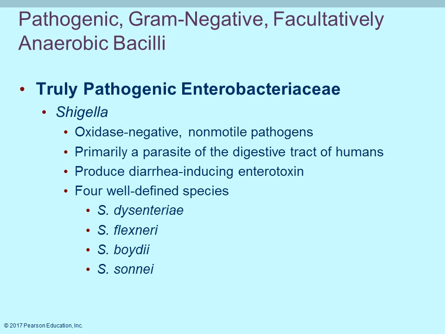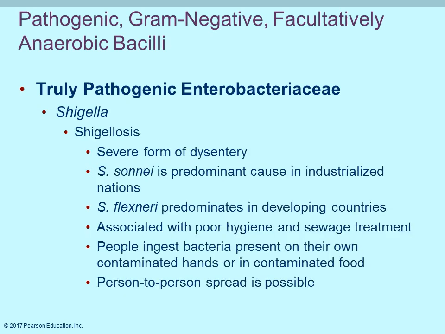Shigella. This is another bacteria that can be a parasite of the digestive tract. It produces an enterotoxin that causes diarrhea, some species very severe diarrhea. There are 4 species that can be pathogenic to humans: Shigella dysenteriae, Shigella flexneri, Shigella boydii, and Shigella sonnei. By far, Shigella dysenteriae is the worst. These are all parasites of the human digestive tract.